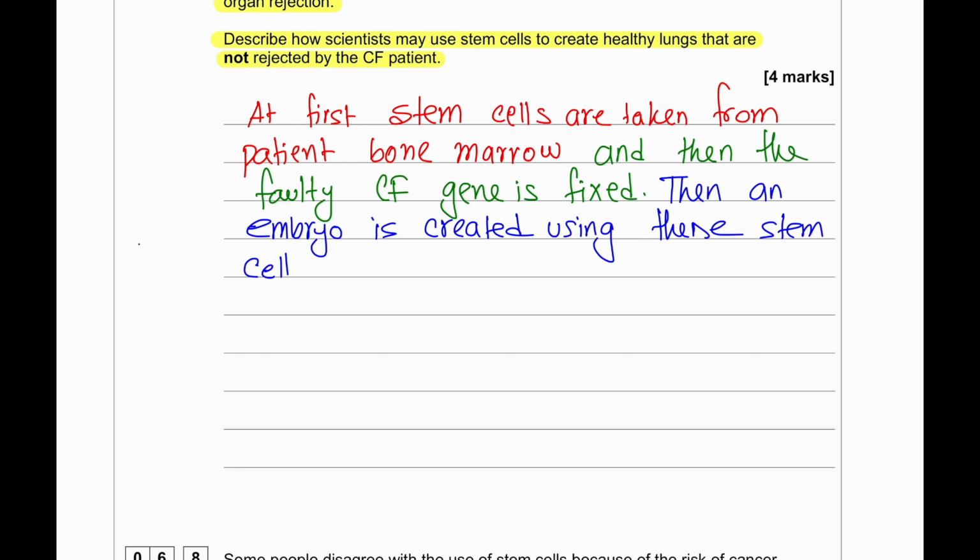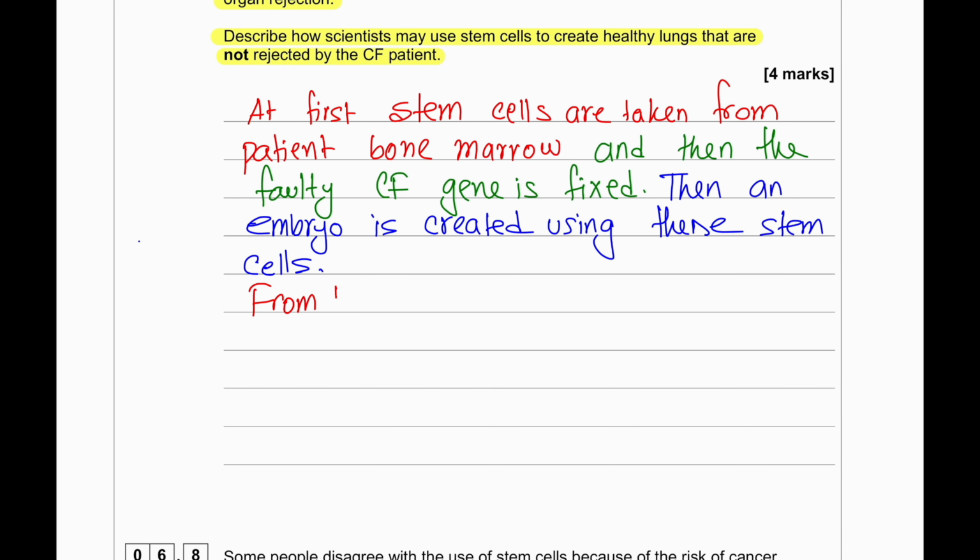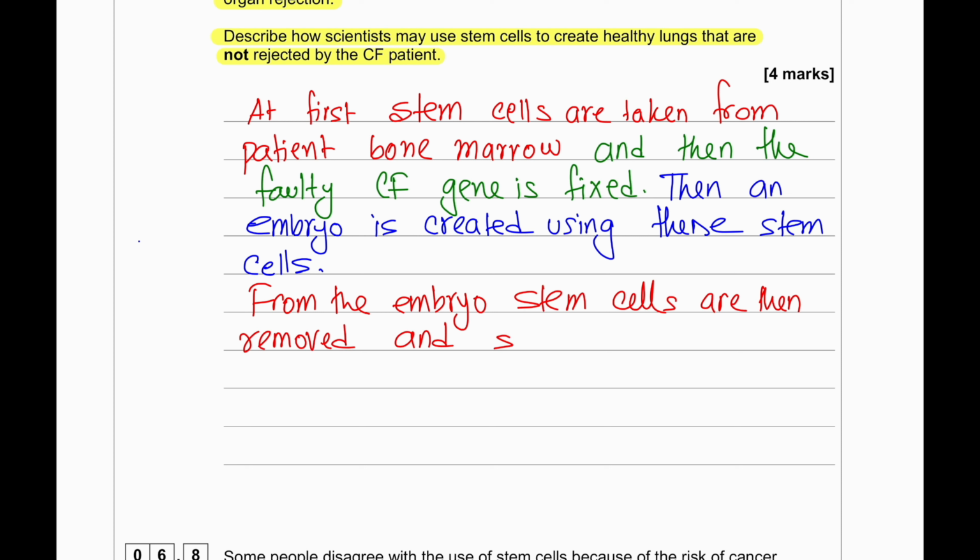Then we will create a stem cell. Using the stem cell, we will create an embryo and then remove the stem cells from the embryo and stimulate the rest of the embryo to divide and differentiate into lung cells.